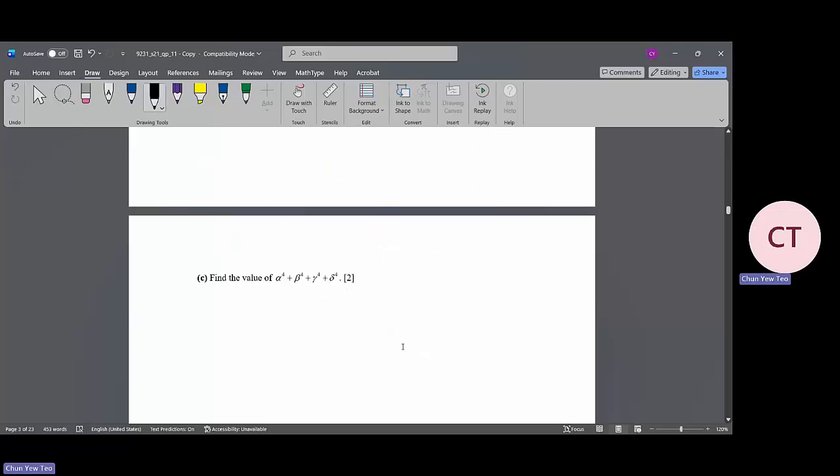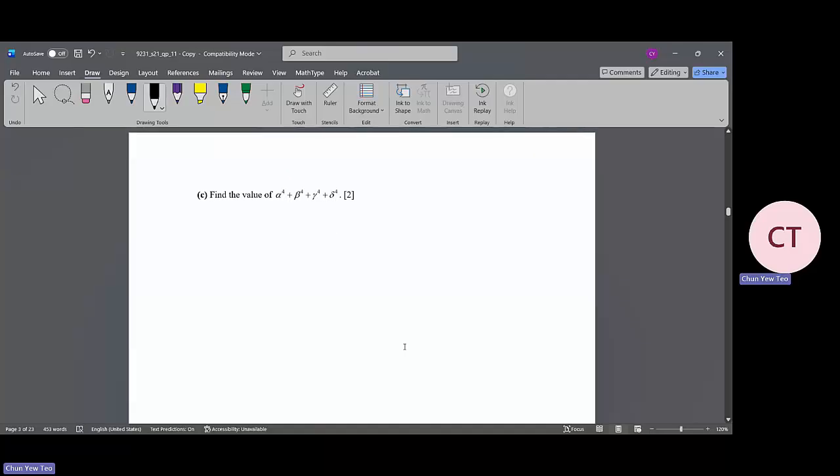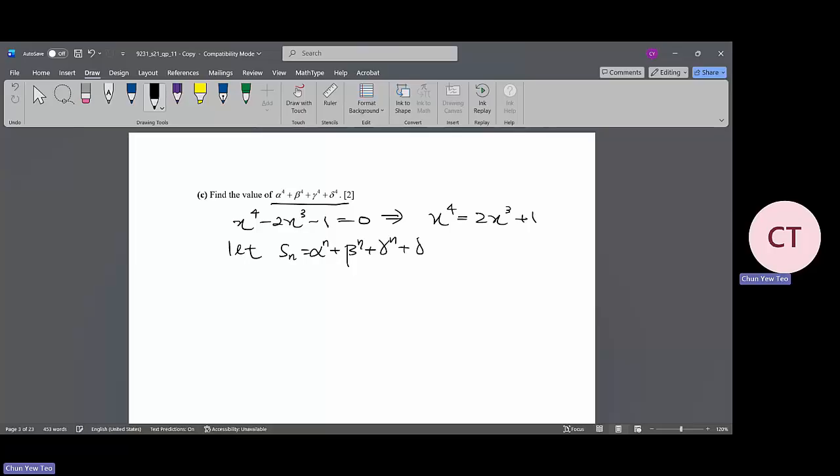Now move on, we have 3C. In 3C, they want you to find alpha to the power 4 plus beta to the power 4 plus gamma to the power 4 plus delta to the power 4. So from here, the original equation, I make it become x to the power 4 equal to 2x cubed plus 1, which means that I let Sn equal alpha to the power n plus beta to the power n plus gamma to the power n plus delta to the power n. I will get S4 equal to 2S3 plus S0.